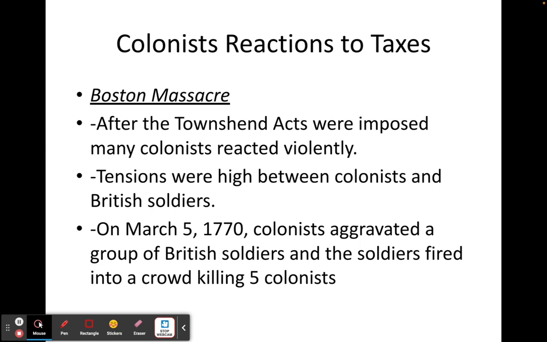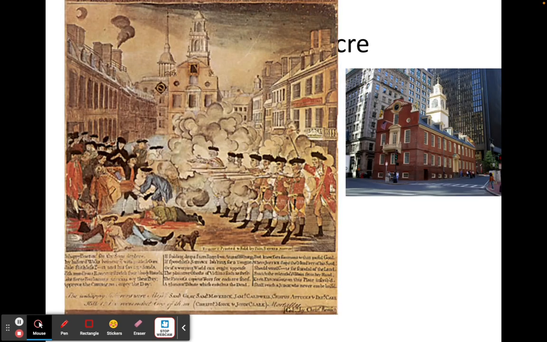So in 1770, on March 5th, a group of colonists start harassing British soldiers. At some point, shots are fired into a crowd of people, and 5 colonists are killed. This becomes branded or known as the Boston Massacre. And on the left-hand side, this is an engraving by Paul Revere.